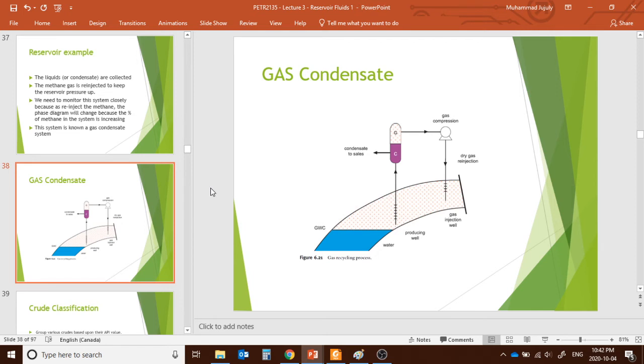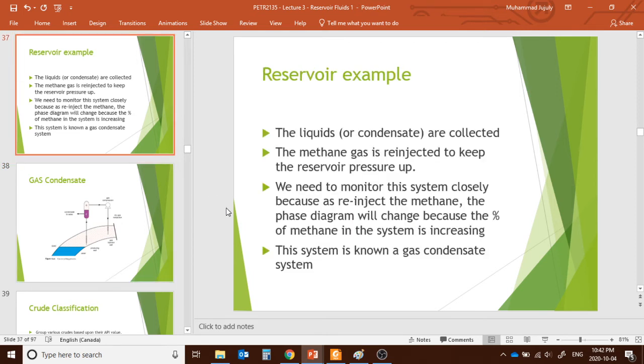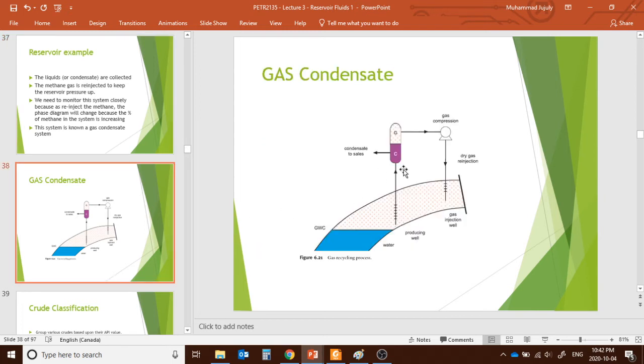Now, gas condensate. What is gas condensate? In the reservoir there is a liquid and gas. There are two different phases. However, inside the gas we have a portion of liquid dissolved, and that's the liquid we can separate from the gas and sell. That portion of the liquid is what we call gas condensate.